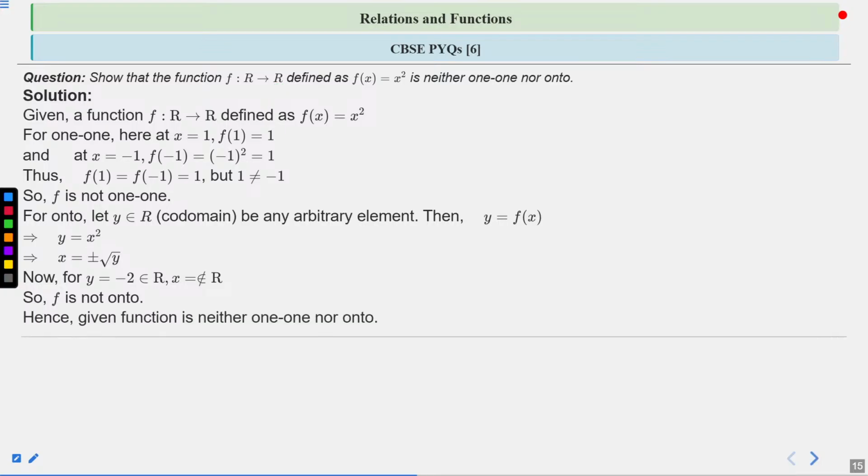Hence, the given function is neither one-one nor onto. We have proved that, right? The given function is neither one-one nor onto. Okay, let us move to the next question.